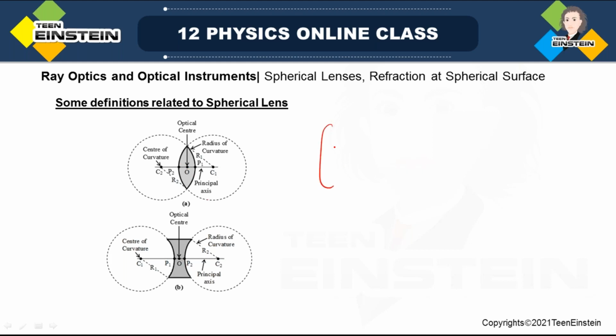And look, the exact center of the lens is called the center of the lens. See, this is the center. Suppose this is the center of the lens. So this is called the optical center, as you can see from here. So here in the concave lens also you can see that.